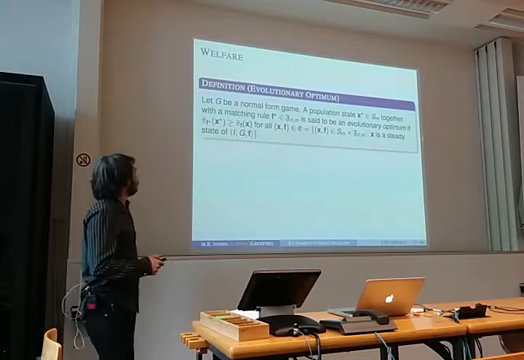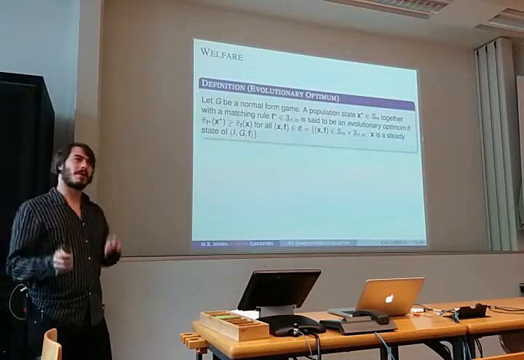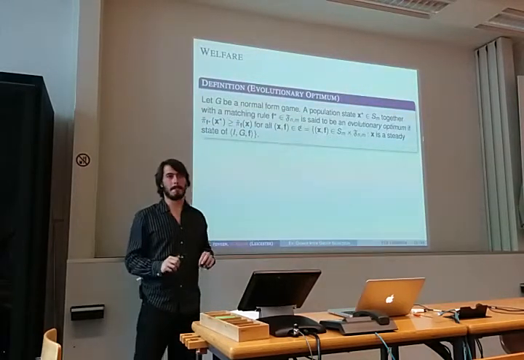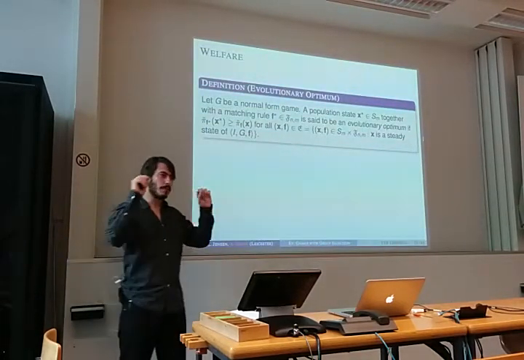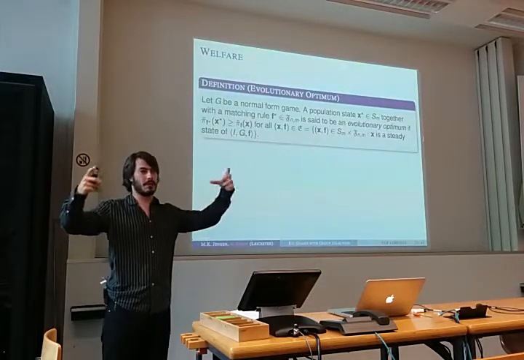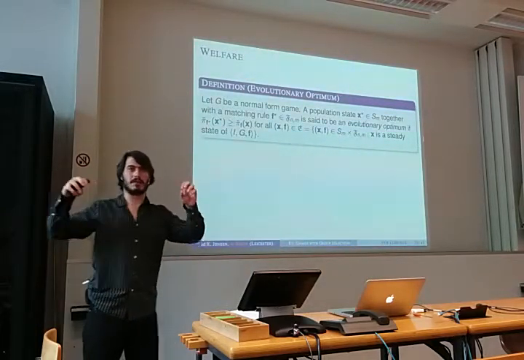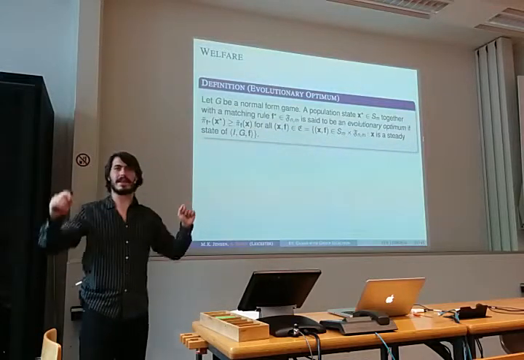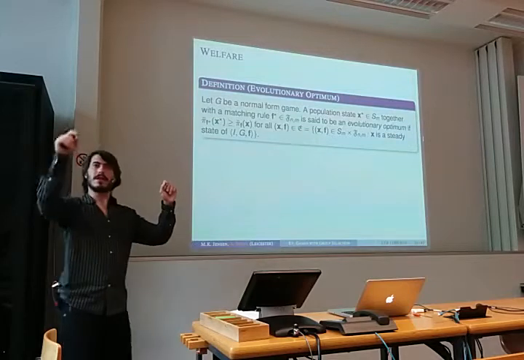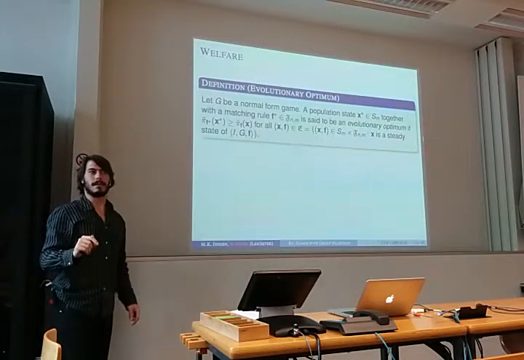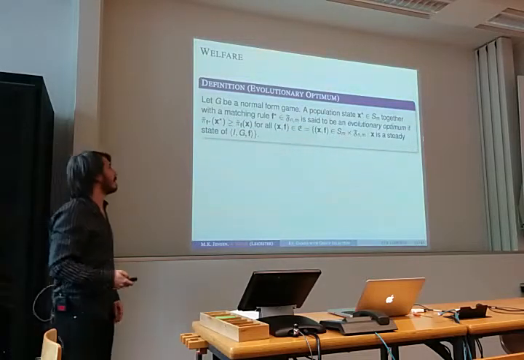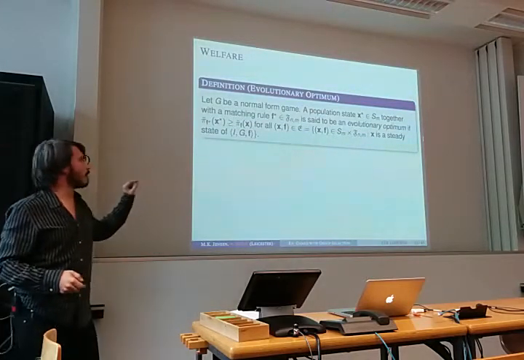Now, buffer. So let's think of the following thing, right? We have a normal form game, and we have matching rules. And we think of the set of all states under any matching rule, and we try to find which of them are steady states. Now, there will be one that's going to be best, or best among equals, right? So this we will call an evolutionary optimum.